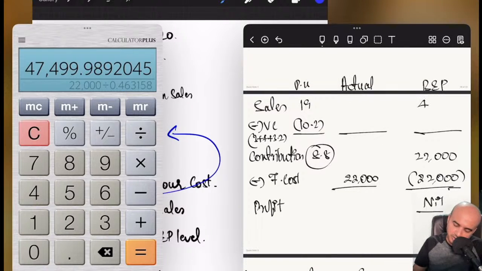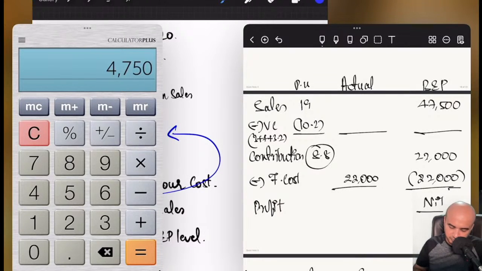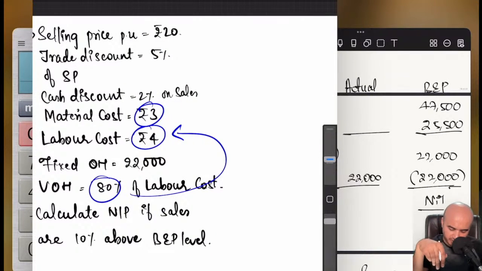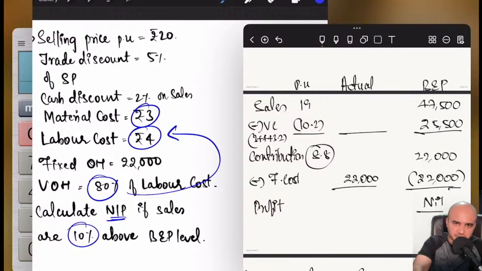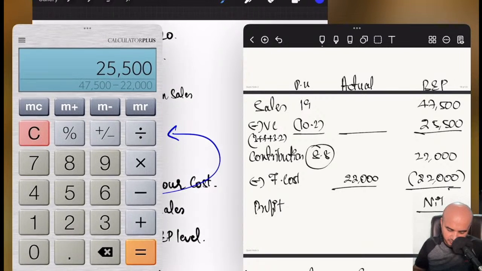So this is my BEP sales. Let me go back and write down here. 47,500 is my BEP sales. If my contribution is 22,000, my variable cost would be 25,500. Now the rest is actually very simple. Why? Because they have asked us to calculate net profit if sales are 10% above BEP level. So now we know the BEP level, so 10% above that is easy to identify. 47,500, on top of that add 10%. That's it. So 47,500 plus 4,750 will be 52,250.